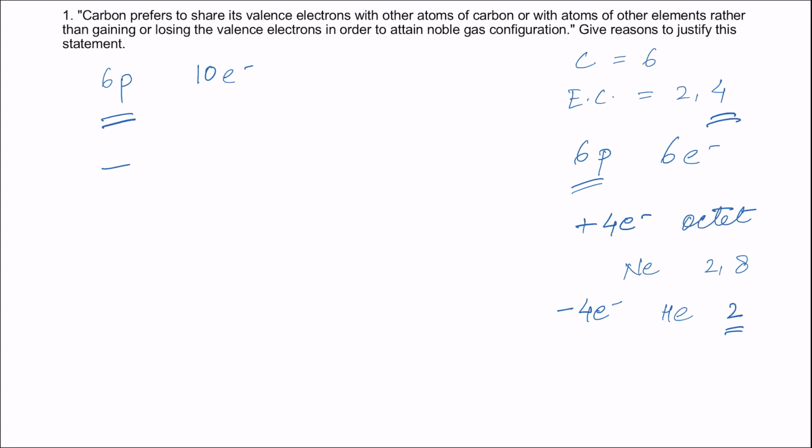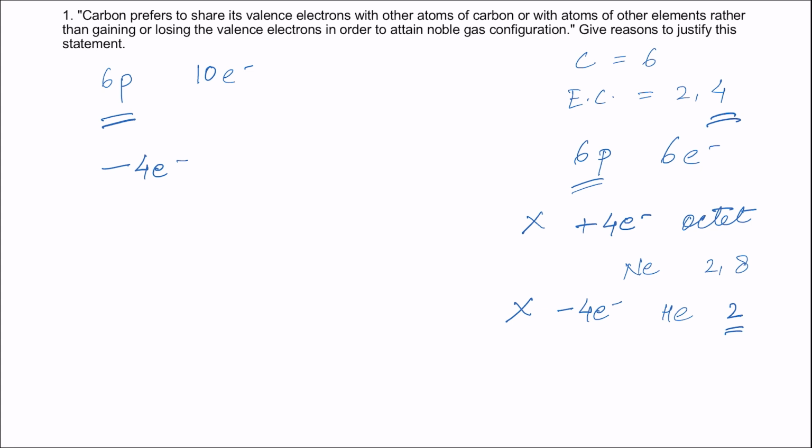And if carbon loses 4 electrons, then a very high amount of energy will be required to remove these 4 electrons from carbon. So, losing 4 electrons to attain duplet is also not possible for carbon. So, gain of electrons is also not possible, and loss of electrons is also not possible for carbon.